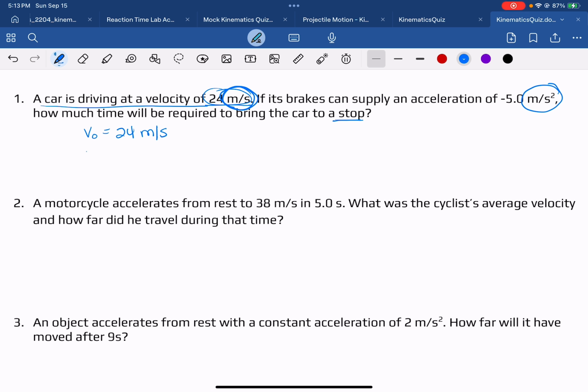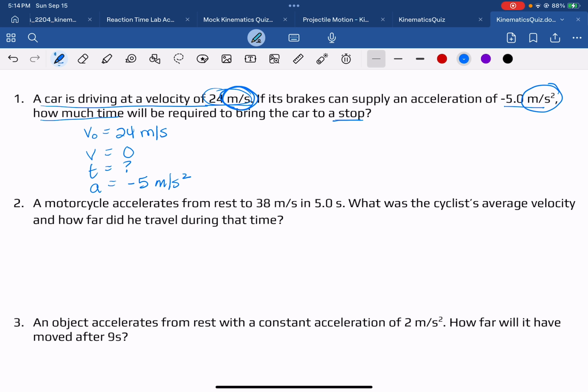And then if it comes to a stop, my final velocity is going to be 0. It says how much time, so that's what I want to know. And then it also says that your acceleration is equal to -5 meters per second squared.